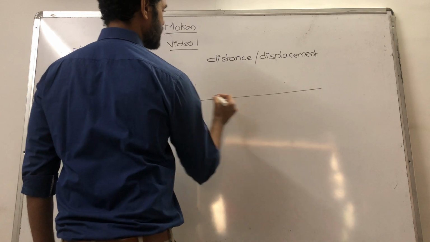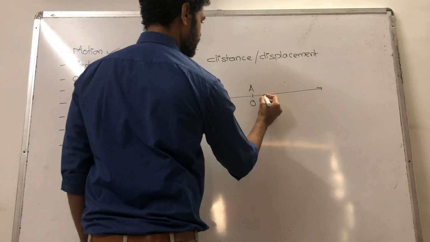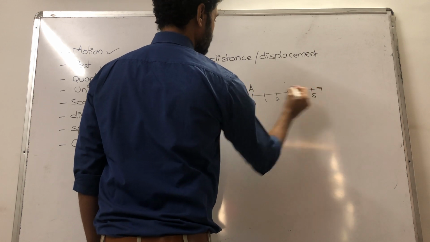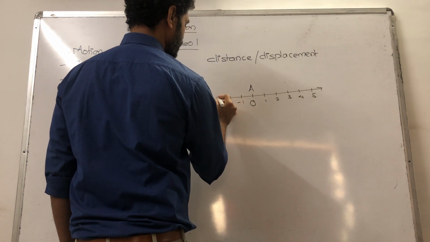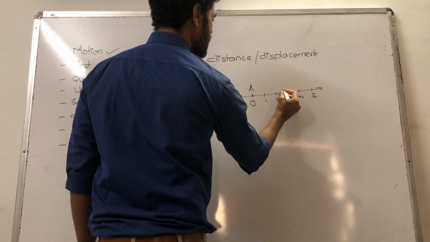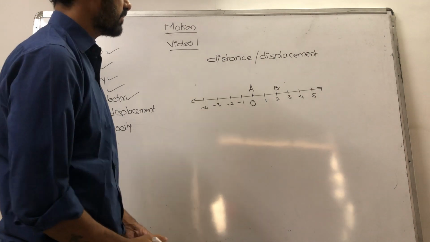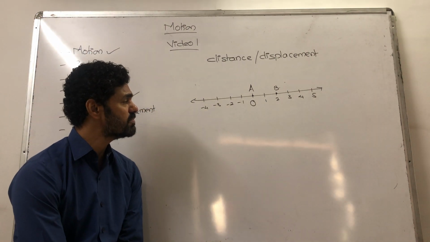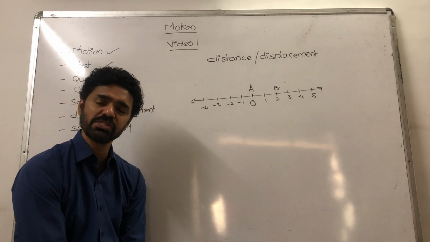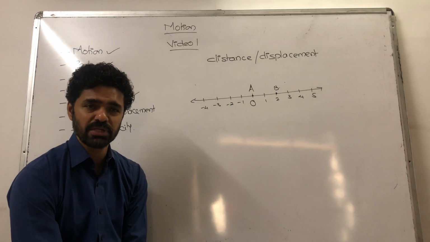Let's understand this concept using a number line. Let's say A is at the origin. Let's take the right hand side to be positive and the left hand side to be negative. Now suppose A starts from the origin, and A comes to point B. If A travels from origin to B, what is the distance travelled? Let's say these units are in kilometers. So we will say the distance travelled is 2 kilometers. What is the displacement? The displacement is also 2 kilometers.